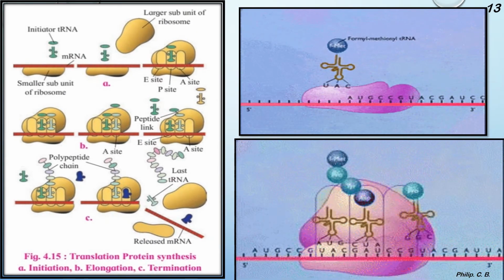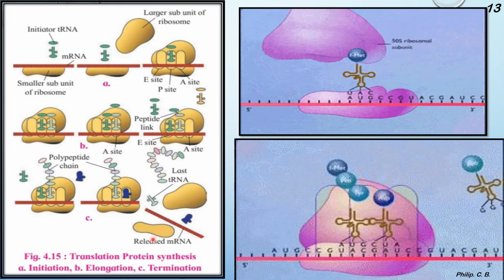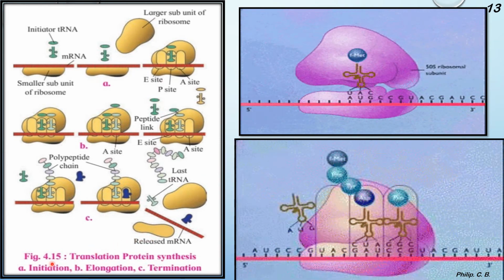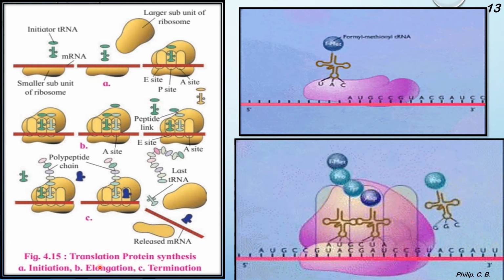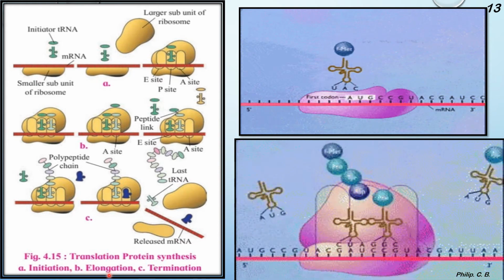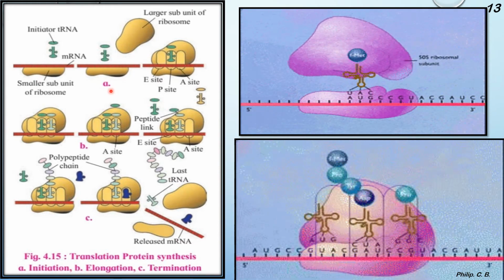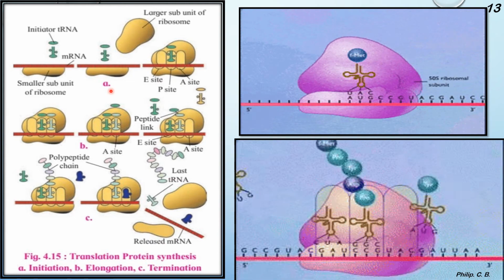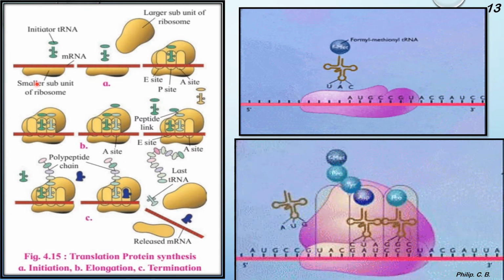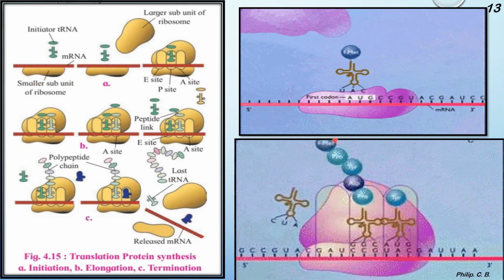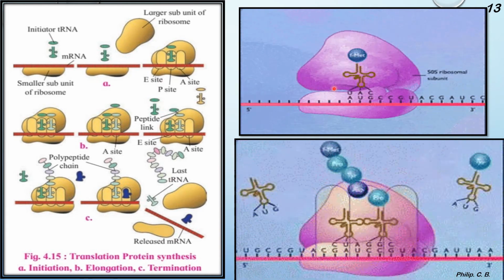Here further you can see the animation of what you just saw in the image. Okay, firstly you see the figure from the textbook 4.15, translation protein synthesis. So the three processes are there: initiation, elongation, termination. So you can see A, the initiation. So again you see the labeled part first, so your understanding becomes easier from what you saw in the previous image. Smaller subunit of ribosome. So you can see here the smaller subunit and larger subunit coming and getting attached.